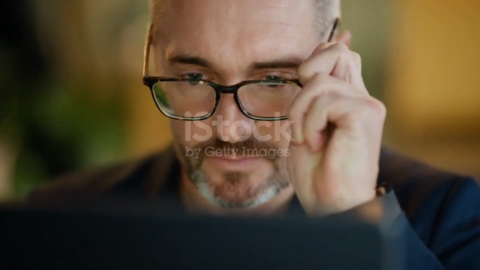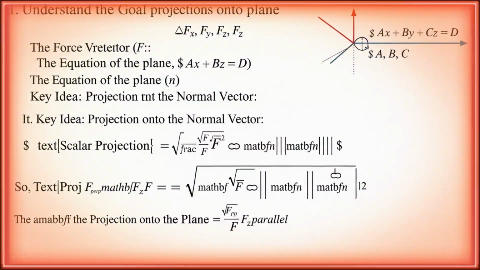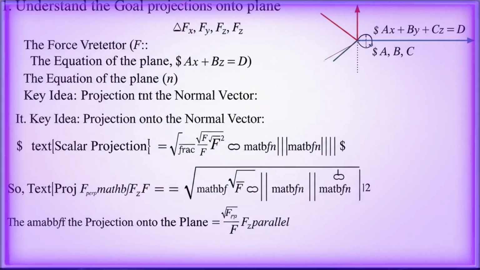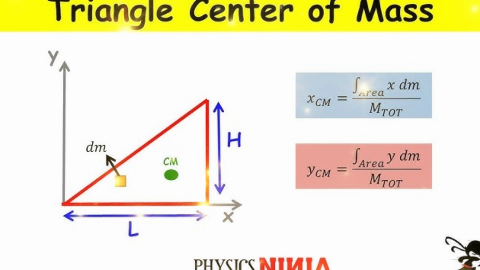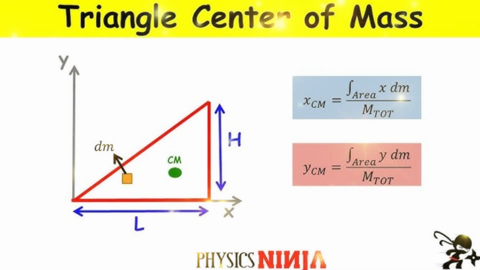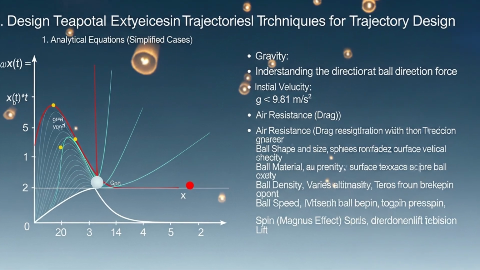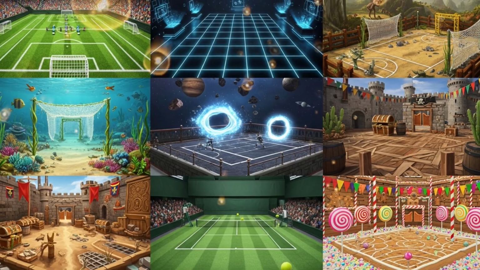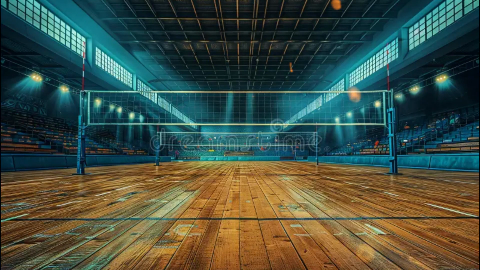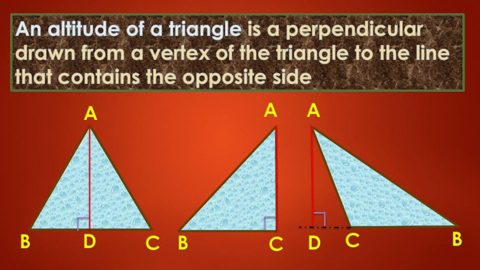The height of a triangle can be found not only in textbooks. Here is where it is found in life. In physics, when calculating force projections onto a plane, or in problems with the center of mass of a triangular plate. In sports and games, for example, when designing ball trajectories or marking the playing field, triangles on a football field, volleyball. An altitude of a triangle is a perpendicular drawn from a vertex of the triangle to the line that contains the opposite side.